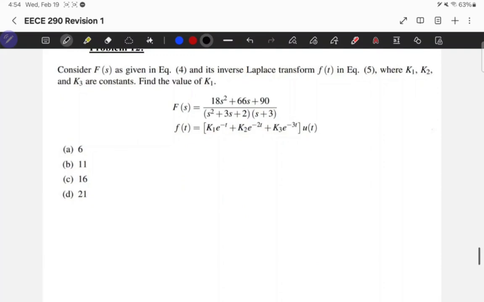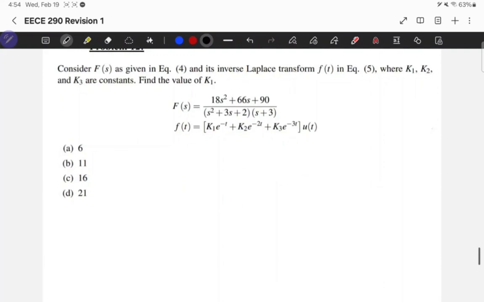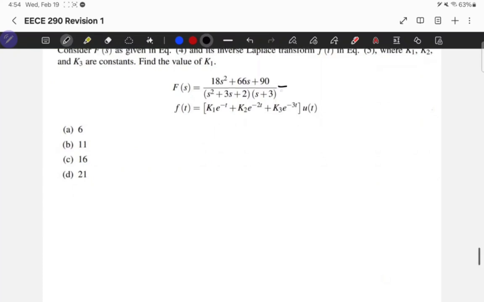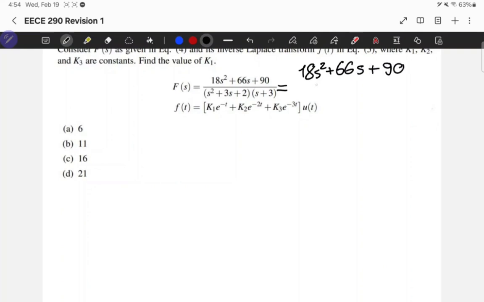Problem 12. I'm given F of s and I need f of t, specifically k1. Okay, so what I can do is partial fractions, right? Partial fraction expansion. So first of all, I need to factorize my denominator. So 18s squared plus 66s plus 90. If I find the roots of these, I'm going to get s equal minus 1 and s equal minus 2. So my factorization is s plus 1, s plus 2, and s plus 3.